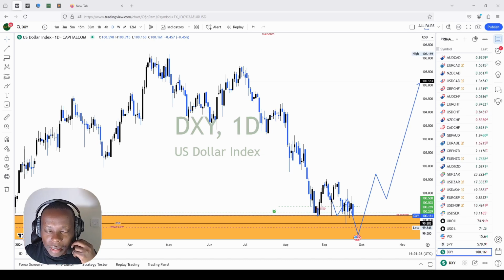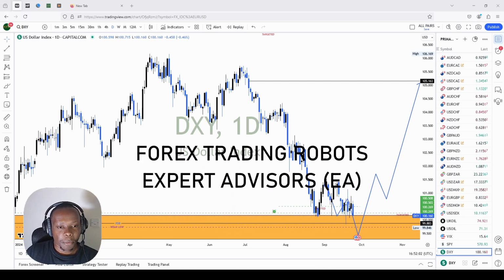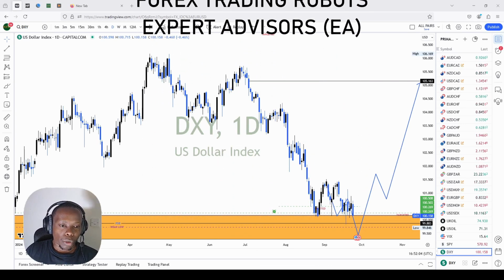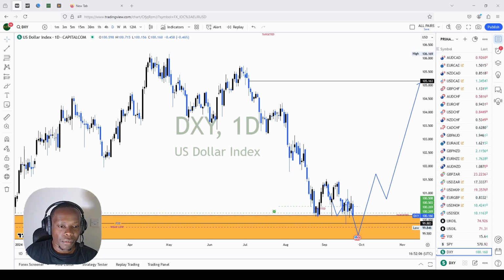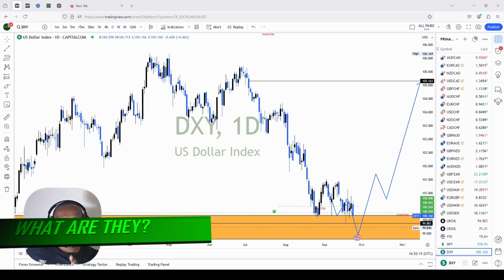Today I'll be discussing Forex trading robots, otherwise known as expert advisors. If you log on to your MT4 or MT5, you will see something called EA. EA is an expert advisor or a Forex trading robot. So I'll start with what are they?